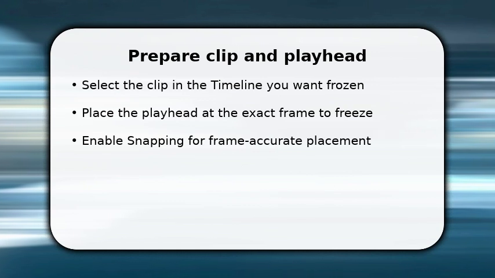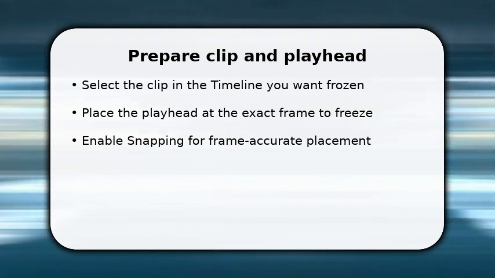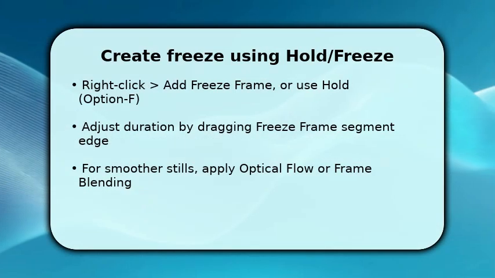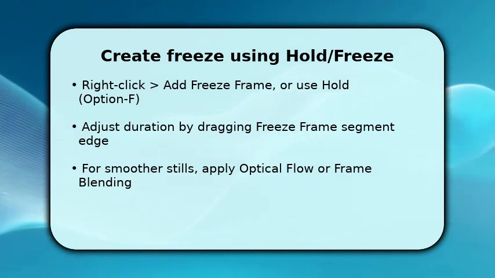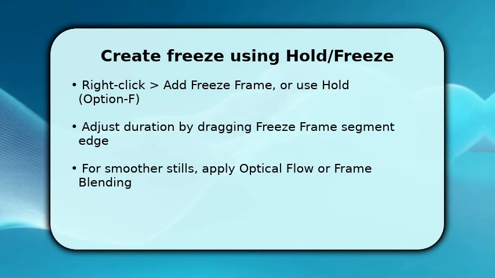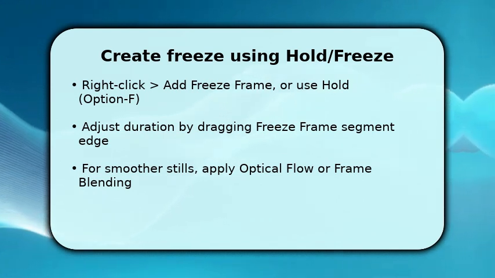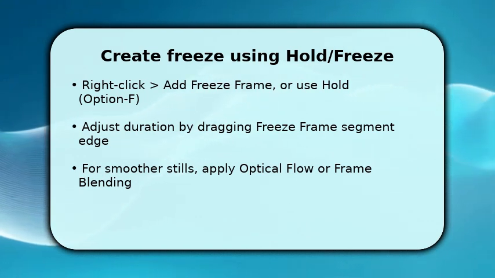Next, you'll create the freeze using a retime or a hold frame so the frozen moment reads like a deliberate edit. Now create the freeze. Right-click the clip and choose Add Freeze Frame or press Option F to insert a freeze at the playhead. Once the freeze clip appears in the timeline, drag its edge to set duration. Shorter is punchier, longer is cinematic.